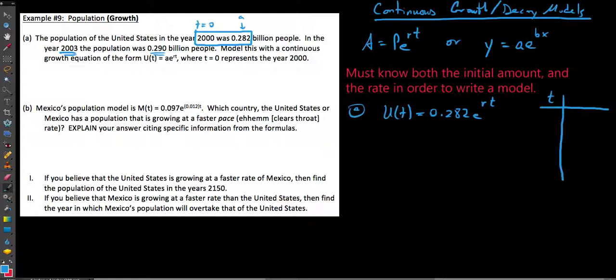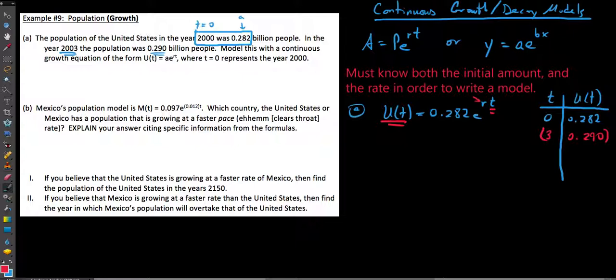We say at a given time, we have some population in the United States at that time. We know that at year 0 it's 0.282, but we were also given another data point saying that in 2003 it was 0.290. So we can plug this data value into this equation for both our population and time, and that's going to allow us to work backwards to solve for the rate, which is precisely what I want to do here.